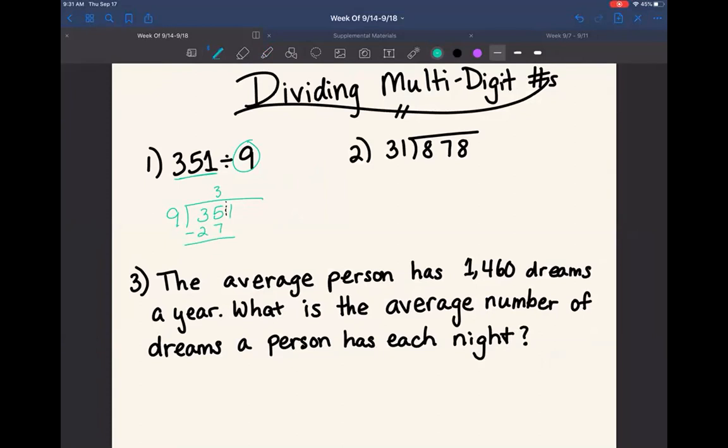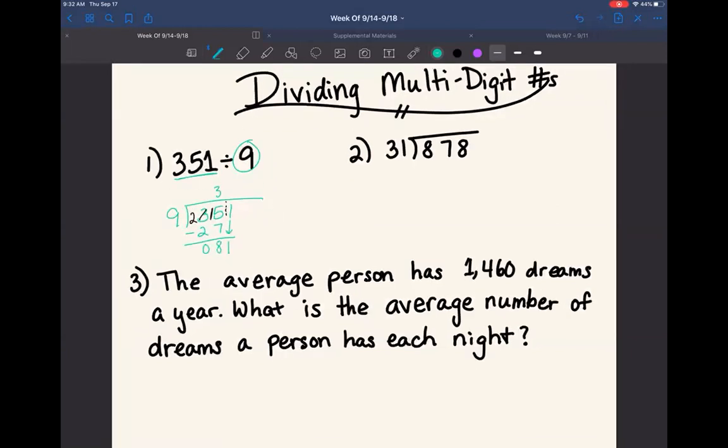Can I do 5 minus 7? No. I have to borrow or regroup. So I'm taking from that 3, now becomes a 2, and now I have 15 minus 7. So what is 15 minus 7? 8. So 15 minus 7 is 8. 2 minus 2 is just 0. So now I have to bring down my 1. And that's going to give me 81.